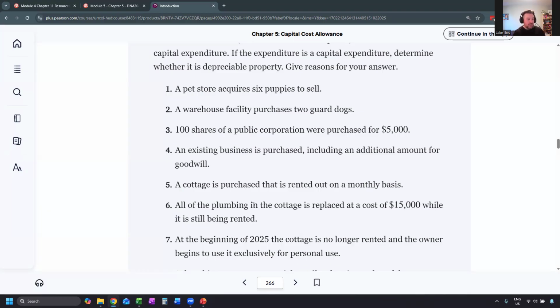So all of the plumbing in the cottage being replaced is probably something we're doing that can extend the life of the cottage. By replacing the plumbing, the water line's going to be better. Maybe we have less water damage. We're improving its lifespan. So that $15,000 can be added to capital cost. Since the cottage is a depreciable property, this amount's depreciable as well.